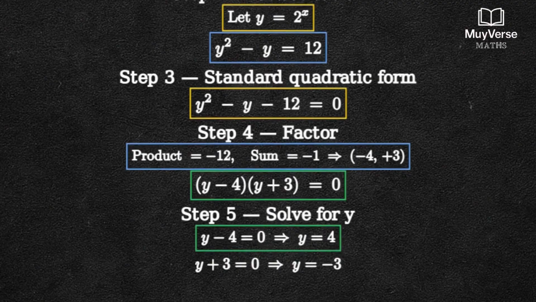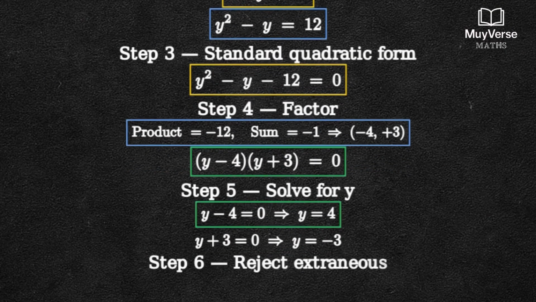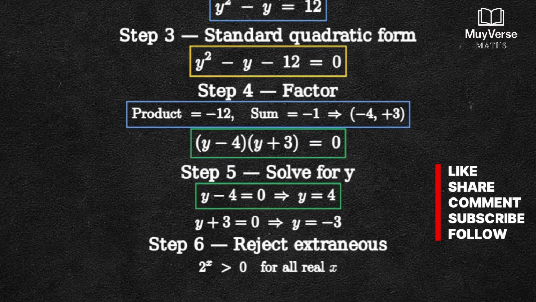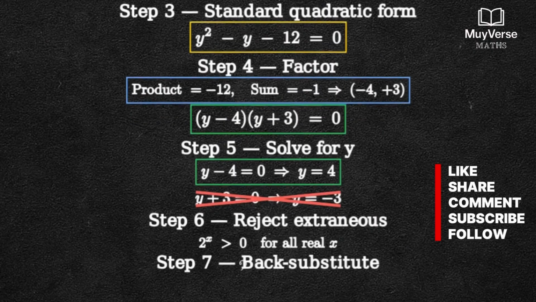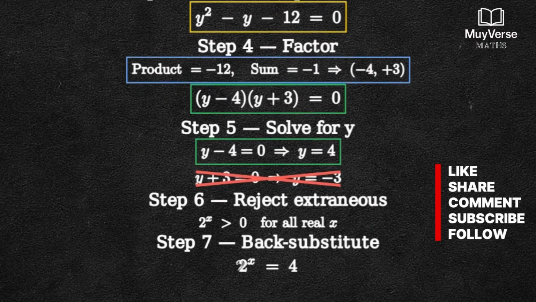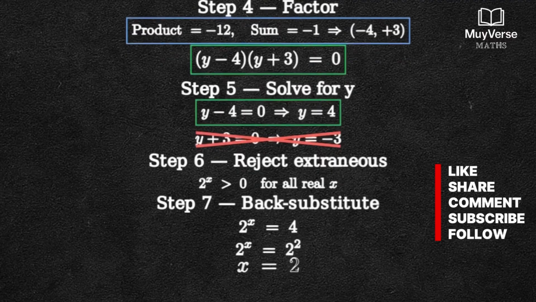Step 6. Reject extraneous values. Since 2 to the x is always positive, y cannot be -3. Step 7. Back substitute y equals 4 to solve for x. 2 to the x equals 4. Write 4 as 2 squared. Therefore, x equals 2. Final answer, 2.